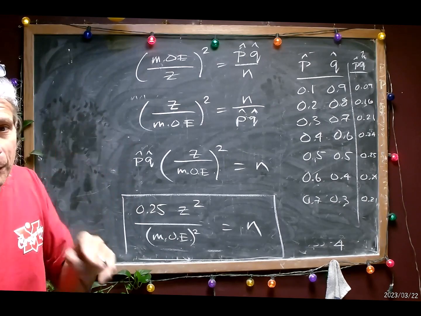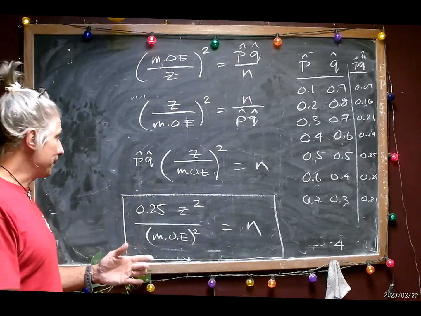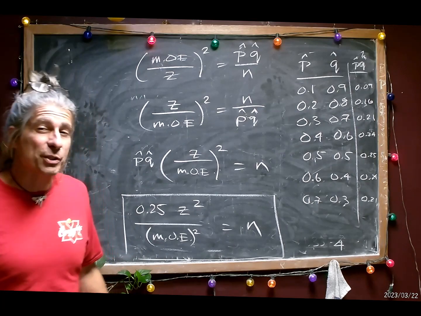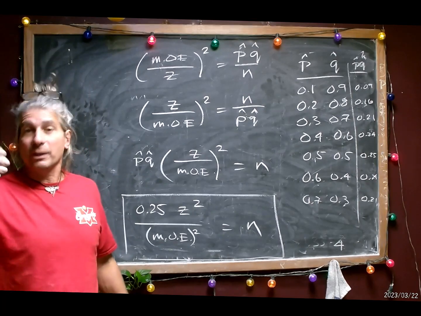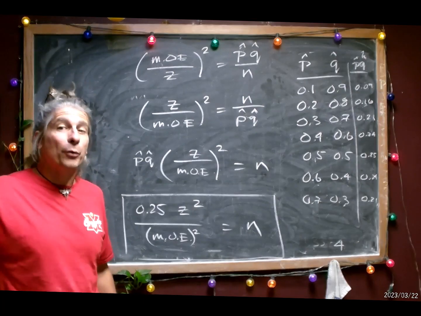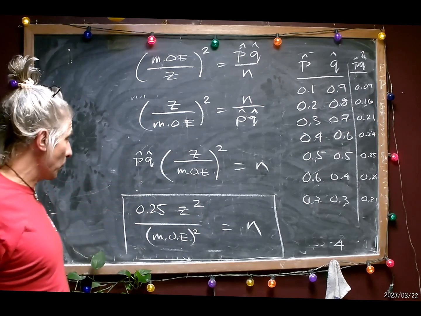And make sure also that the margin of error is a decimal. We often say it as a percent, like 3%, but that really means 3 over 100, which is 0.03. And you'll see that in the next question you'll be working on.